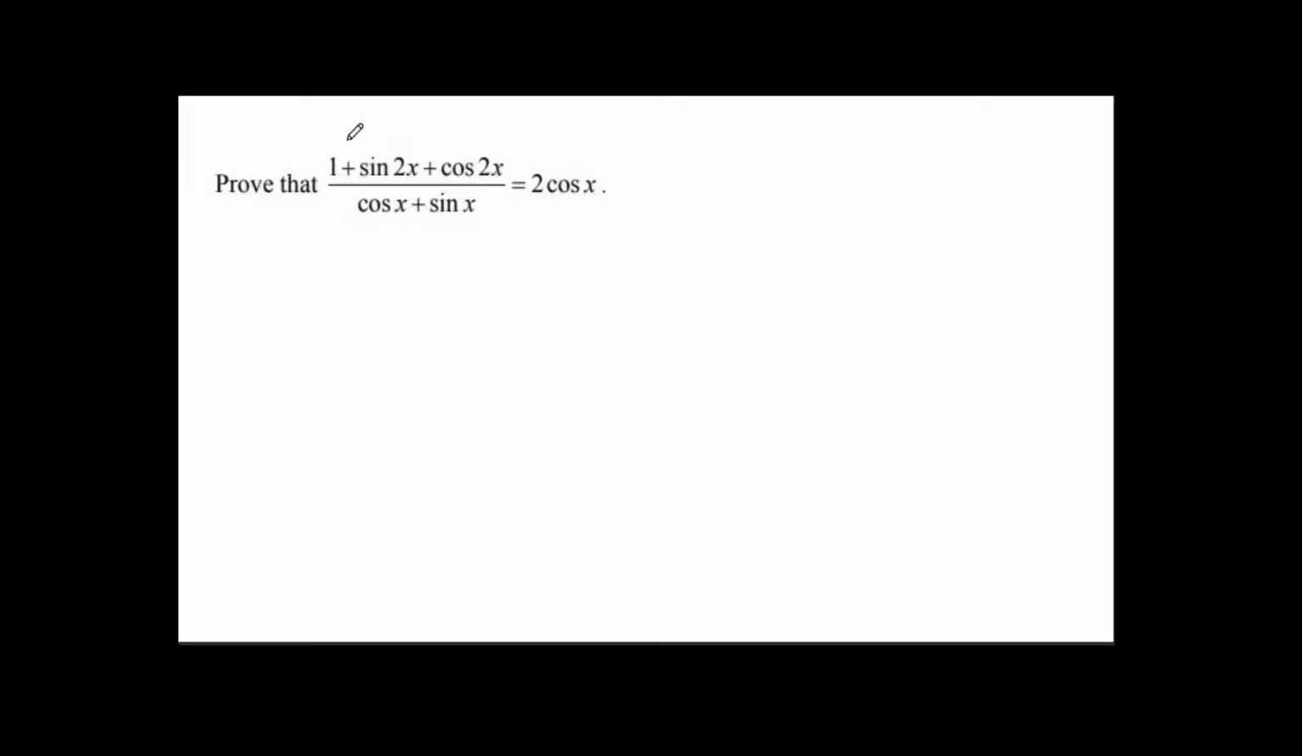Alright, so in this question, we are asked to prove this identity. We have 1 plus sine 2x plus cosine 2x over cosine x plus sine x equals cosine x. We know that we have double angles here, and what we need to prove at the end of the day is angles in terms of x. So in other words, very likely we need to make use of the double angle formula. Alright, so let's start off from the left hand side and we will move towards the right hand side slowly.